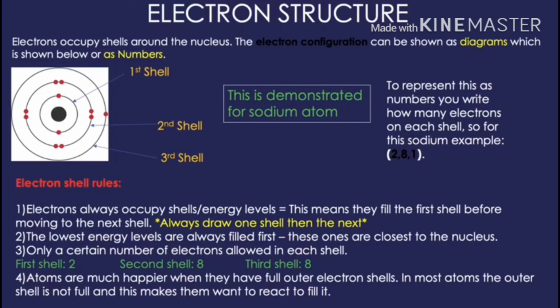Atoms are much happier when they have a full outer shell. In most atoms, the outer shell is not full, and this makes them want to react to fill it. So usually, the third outer shell can hold a maximum of 8 electrons. Referring back to the diagram above of the electron configuration of a sodium atom, it only has 1 electron on its outer shell, which makes it more reactive.